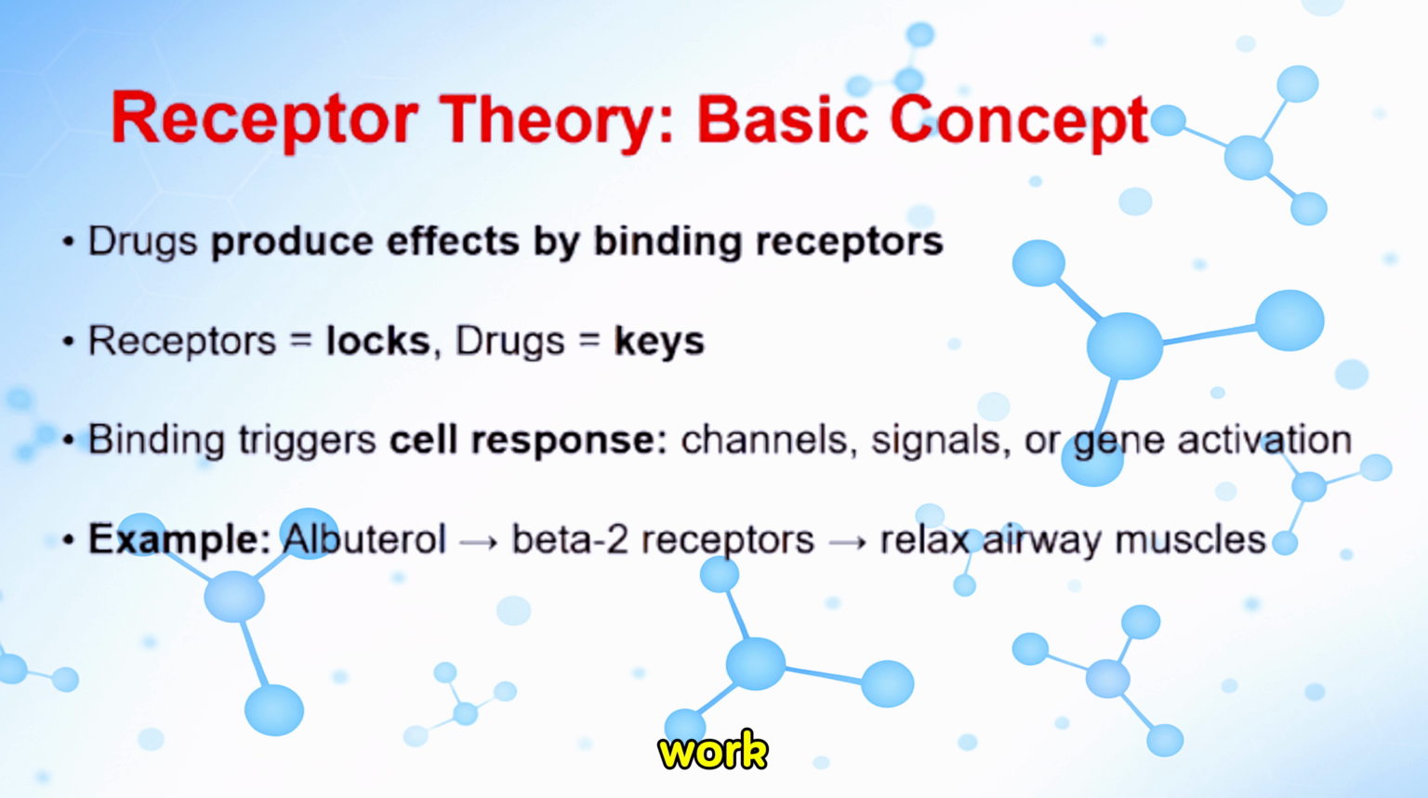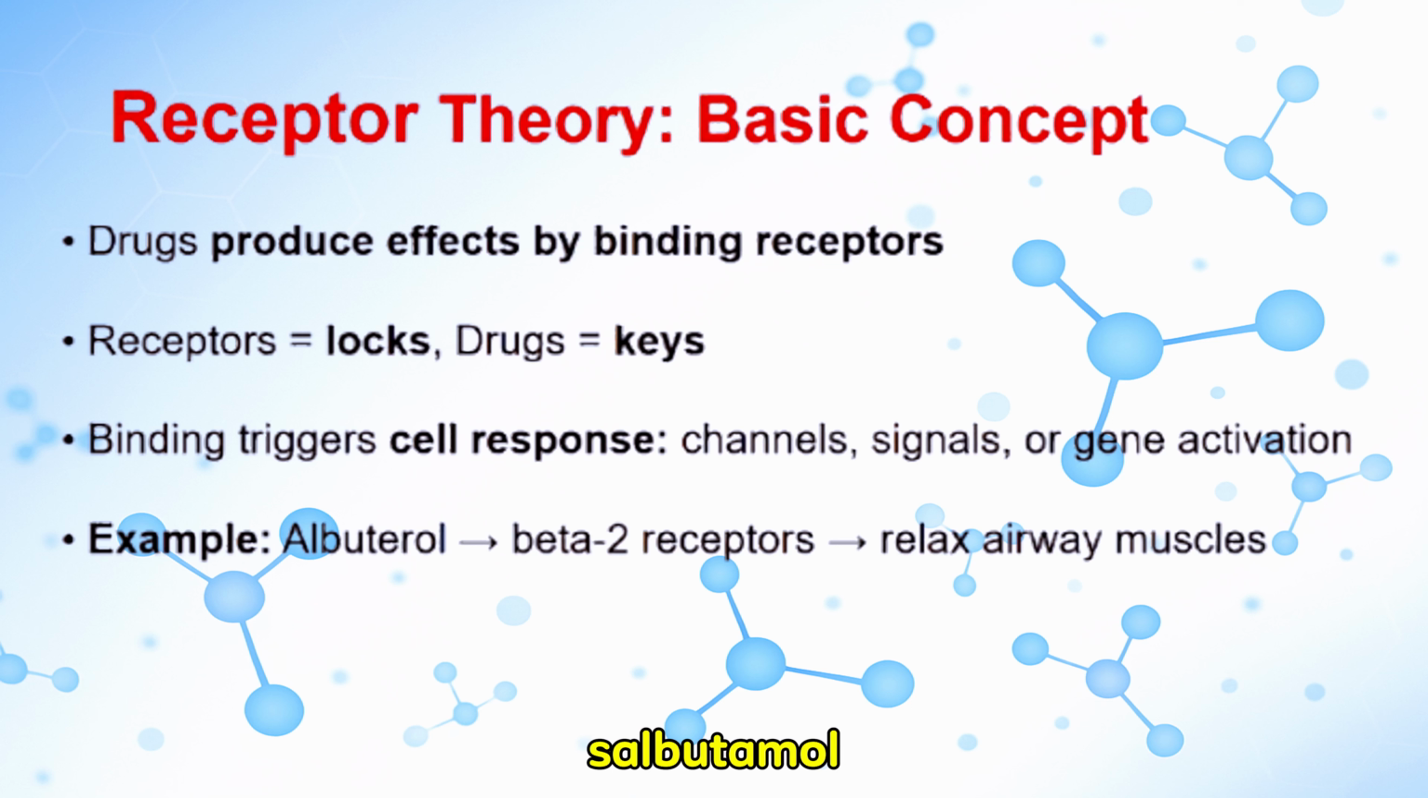Many drugs work by binding to receptors. Receptors are special protein molecules found on the surface or inside of cells. They act like locks that control certain biological functions. Drugs are chemical substances that act like keys that fit into these locks. When a drug binds to its target receptor, it can trigger a specific response in the cell, like opening a channel, activating a signal, or turning on a gene.